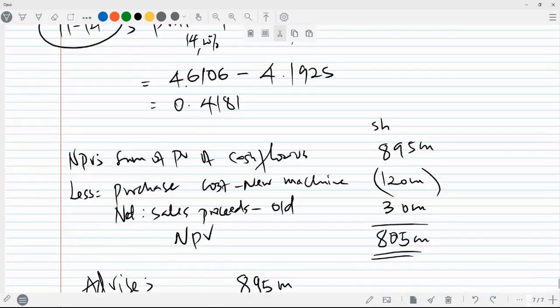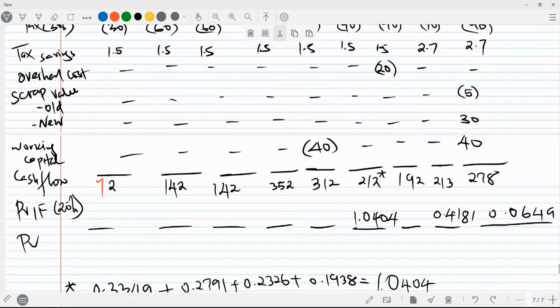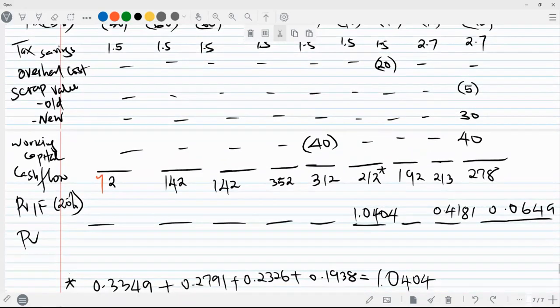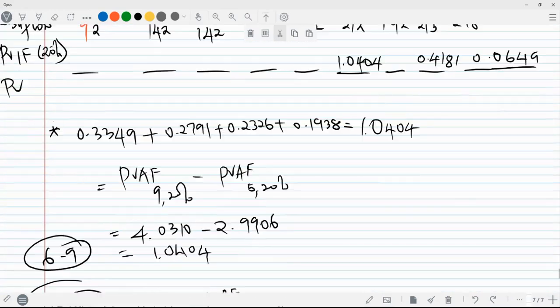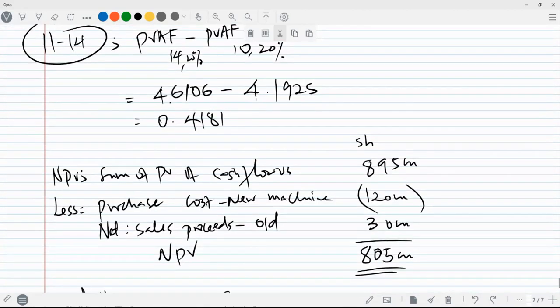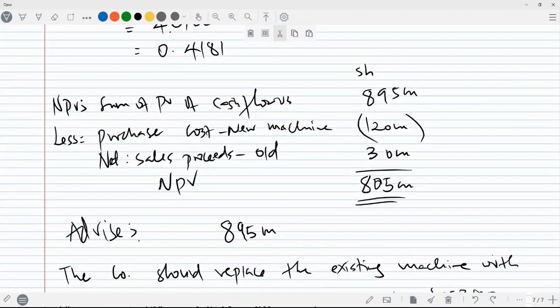Any question before we end the class? I'd like to see the calculation for the initial cost. For the initial cost, on the NPV over here? Yes.